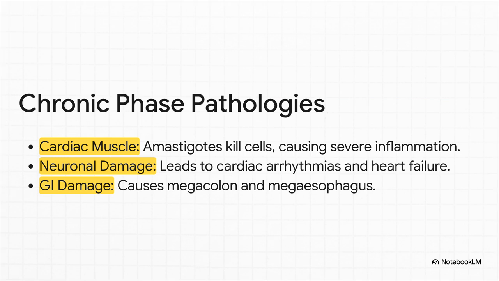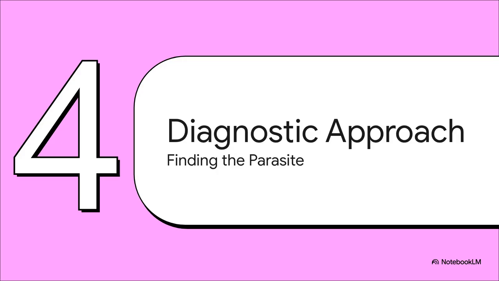The main targets are the heart and the GI tract. In the heart, those amastigotes cause a chronic inflammation that just chews up the muscle, leading to life-threatening arrhythmias and eventually heart failure. And it's not just the heart. It also damages the nerves in the gut, causing the colon and esophagus to lose their muscle tone and balloon out, which we call megacolon and megaesophagus. So you can see the problem here. You have a disease with a mild, easily missed acute phase that then goes silent for decades.